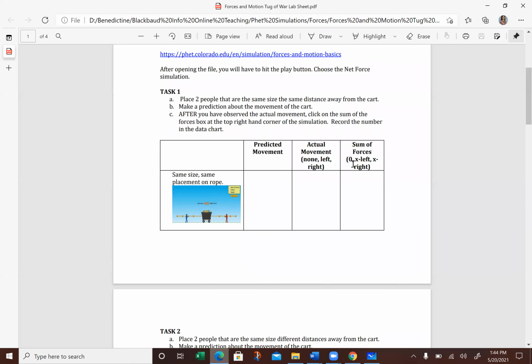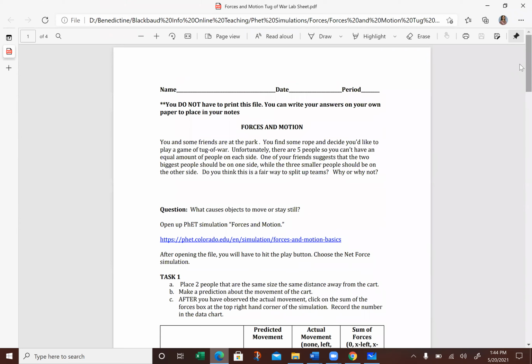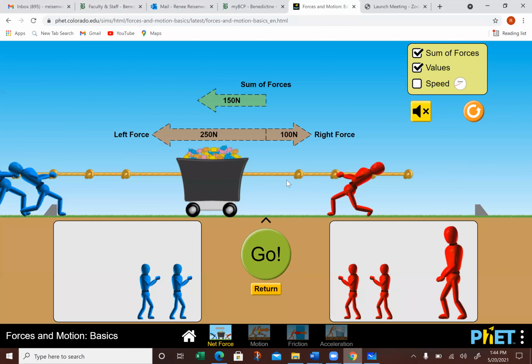So in that first simulation, just play around with all these different tasks, take a look at each one of those, and you can complete the questions going along with those scenarios. Okay, so that's pretty basic on the PhET simulation.